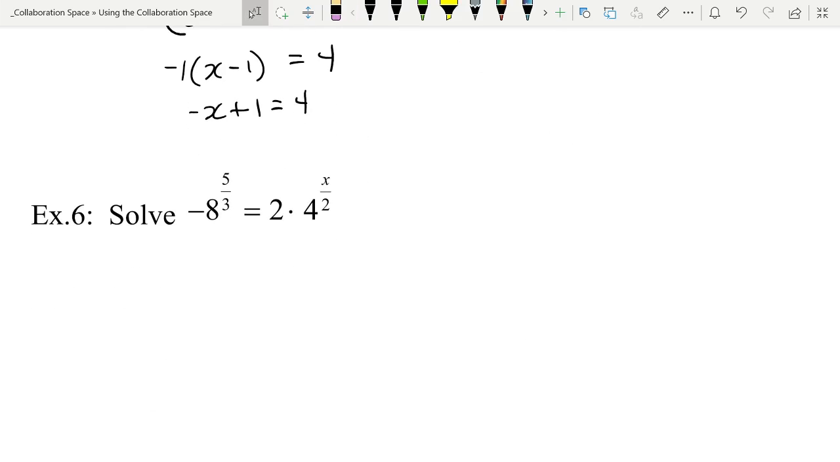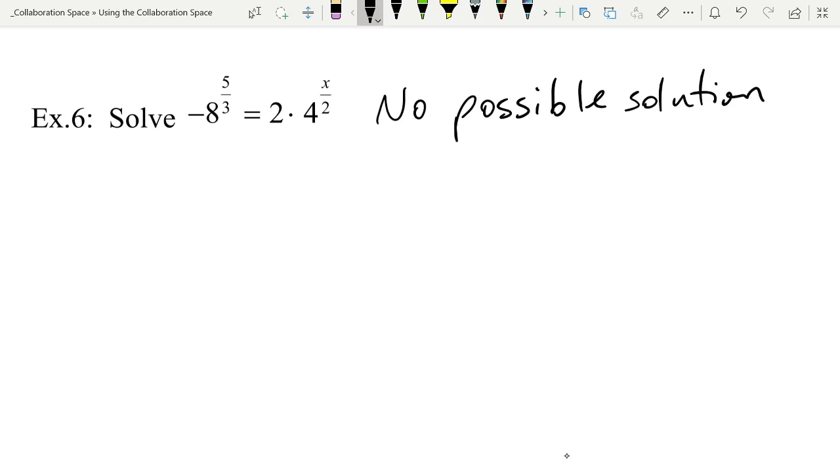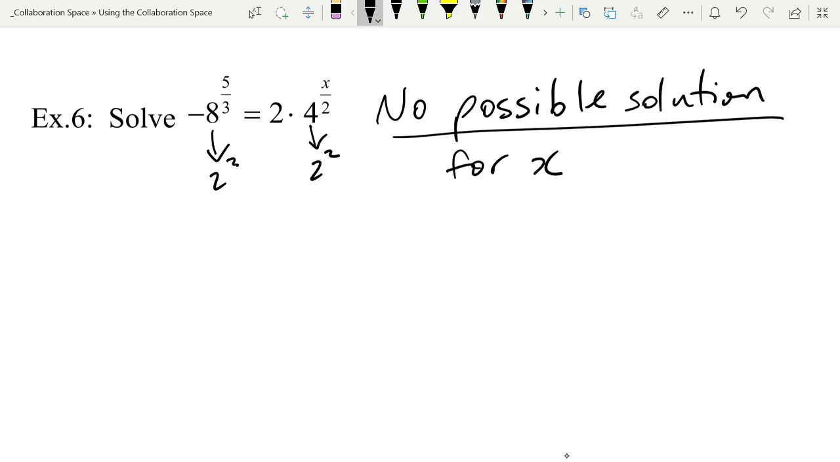Okay, example 6. Ooh, this is interesting. I am going to just look at it and say, no possible solution. This one's trolling you. It wants you to do a whole bunch of work for no reason. No possible solution for x. Now, how do I know that? How do I know that once I change this to 2 to the 2 and change this to 2 to the 3, that I won't be able to work it out and find a solution for this x? Well, the reason I know all that is because, look at this. There's a reason for this. Let's write the reason out.